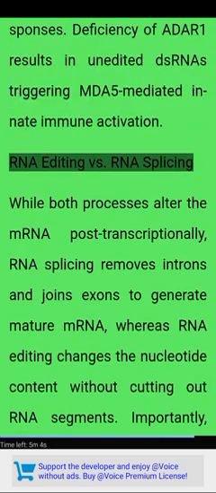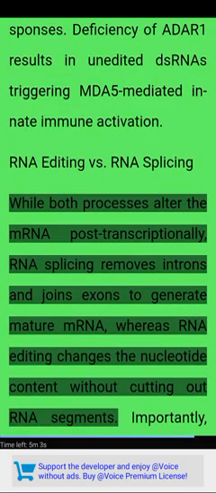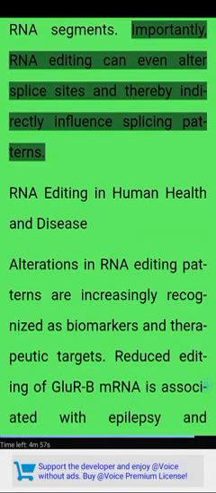RNA editing versus RNA splicing. While both processes alter the mRNA post-transcriptionally, RNA splicing removes introns and joins exons to generate mature mRNA, whereas RNA editing changes the nucleotide content without cutting out RNA segments. Importantly, RNA editing can even alter splice sites and thereby indirectly influence splicing patterns.